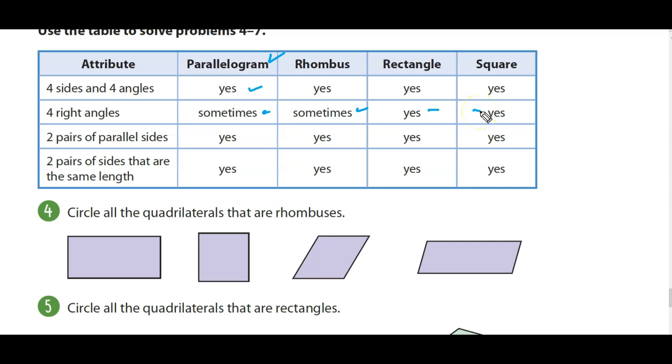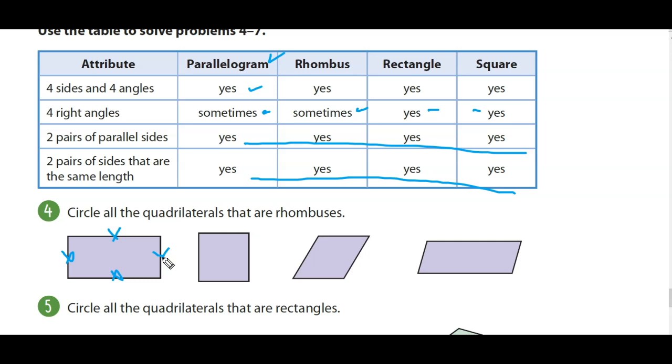Two pairs of parallel sides? It's all yes for all of them. Two pairs of opposite sides that are the same length? Yes. Two pairs of sides that are the same length? That's the bottom and the top. That's one pair that are the same length. And then the left and the right, that's another pair. So that's two pairs.